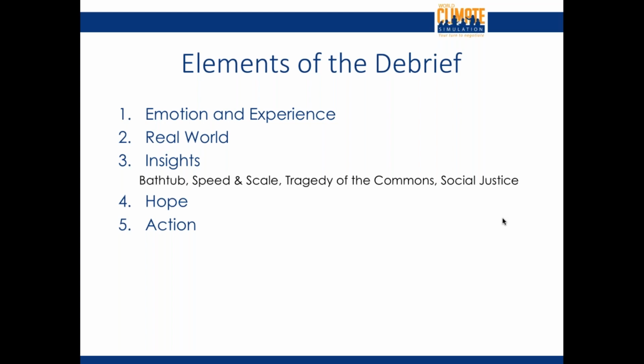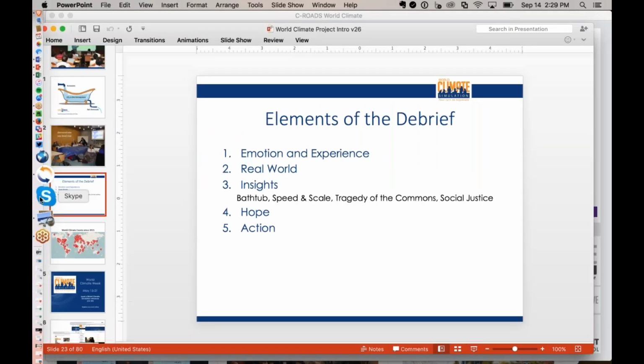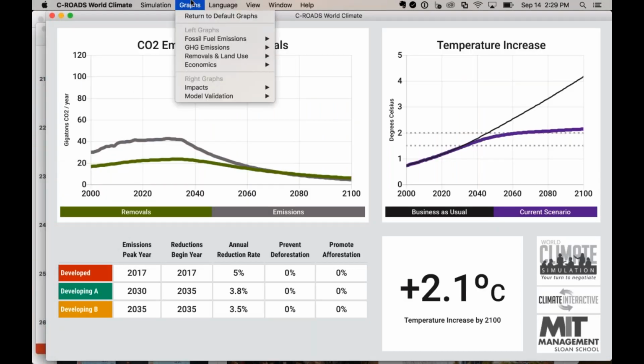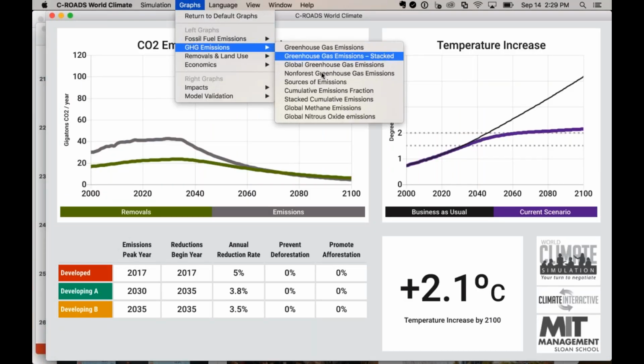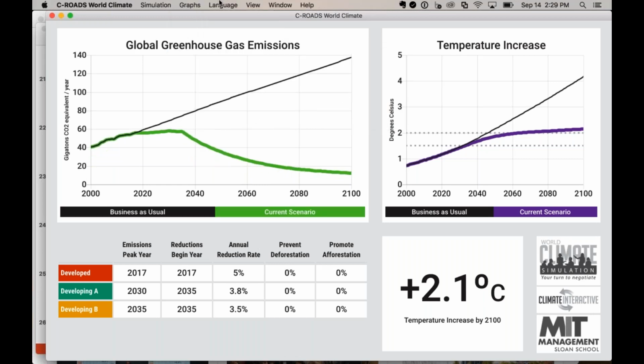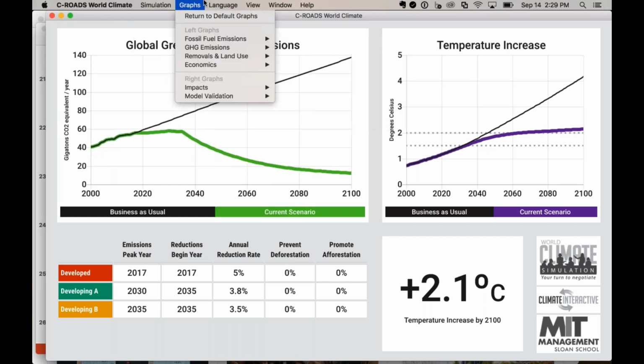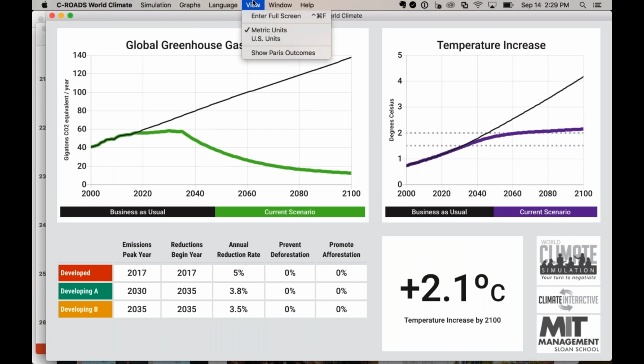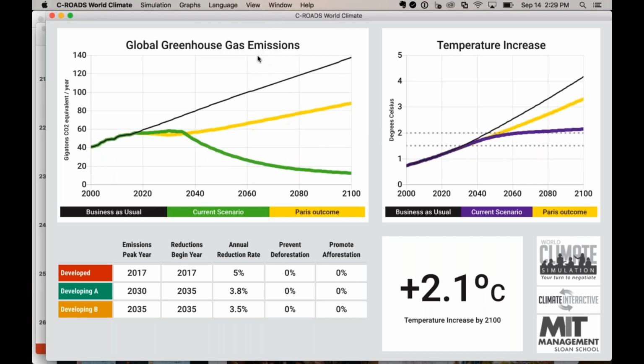Then also talking about the real world. So I'll also talk about what's actually happening within the UN climate negotiations. Here you can again use C-ROADS for this. So if I go back to C-ROADS here, and I'm looking at, say, the global greenhouse gas emissions, I can go under simulation. Let's see, where is it? Under view, and I can say show Paris outcomes. And then this adds this line to the graphs, and you can see that's where the pledges that are currently on the table get us.